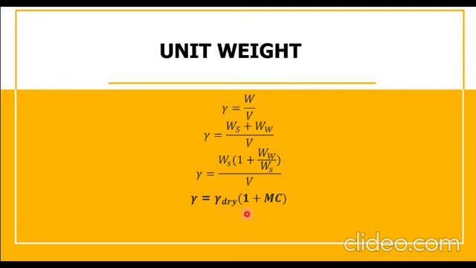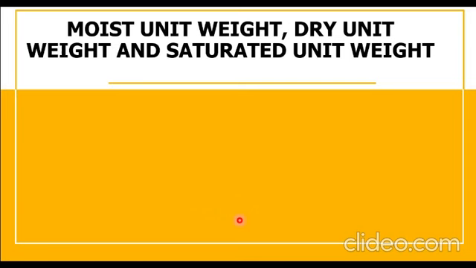Next, we tackle about the moist unit weight, dry unit weight, and saturated unit weight. Again, the unit weight of soil is equal to weight over volume. And again, this weight here is equal to Ws plus weight of water. If we substitute Ww is equal to MC Ws from the formula of the moisture content, which is equal to Ww over Ws. And then, the total volume of soil, as we all know, is Vv plus Vs.